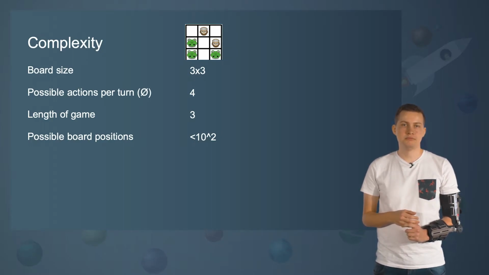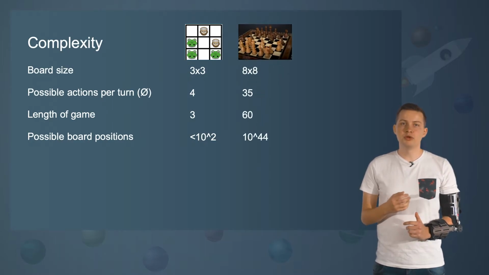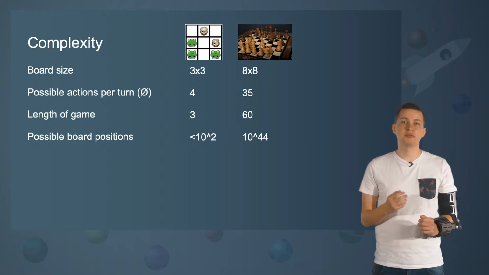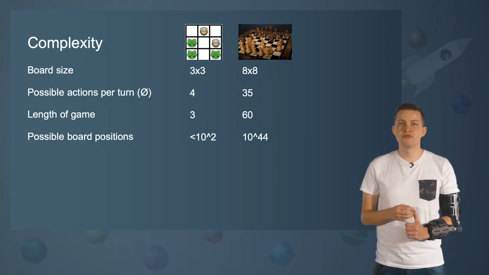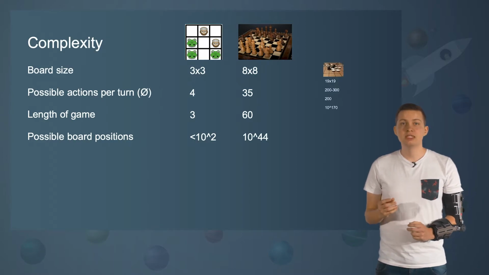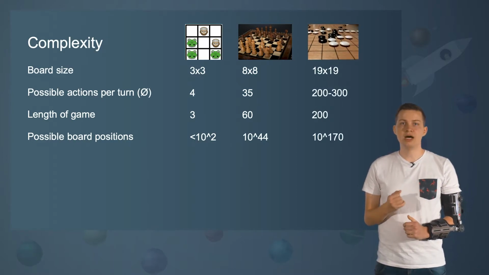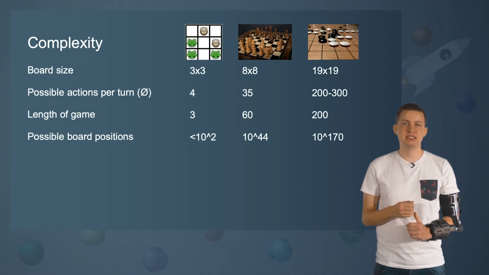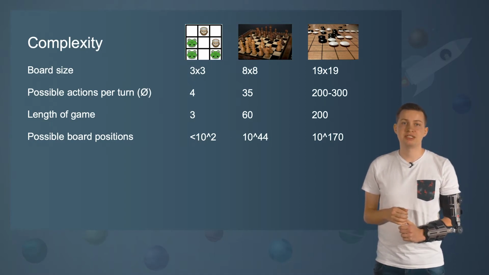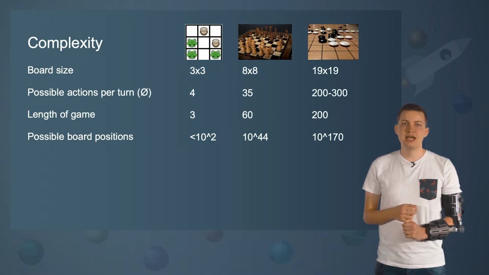If you look at chess, we have a board size of 8 by 8, increasing the possible actions as well as the game length by a lot. We already have 10 to the power of 44 possible game states, making it a lot harder to pre-calculate and evaluate all of those states. Go is even more complex. We now have a board size of 19 by 19 and overall about 10 to the power of 177 possible board positions. That's actually bigger than the estimated number of atoms in the universe.